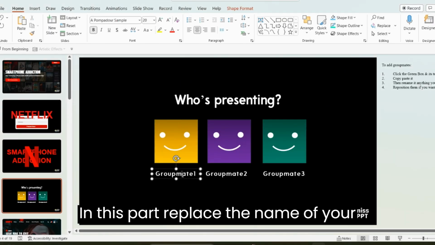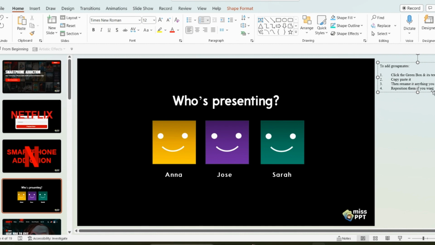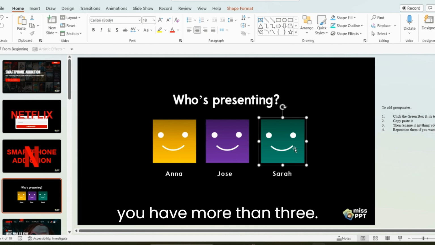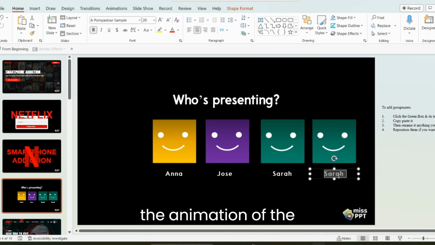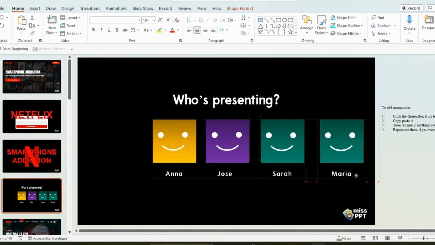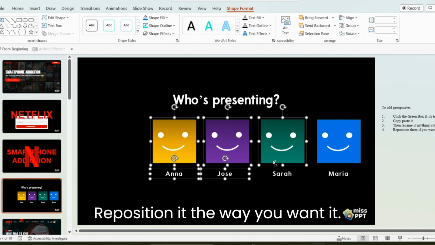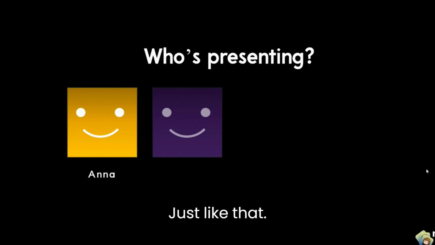In this part, replace the name of your groupmates. This is how you add another groupmate if you have more than 3. Duplicate the last or the green one, so the animation of the fourth one will be placed after the green one. Reposition it the way you want it. Just like that.